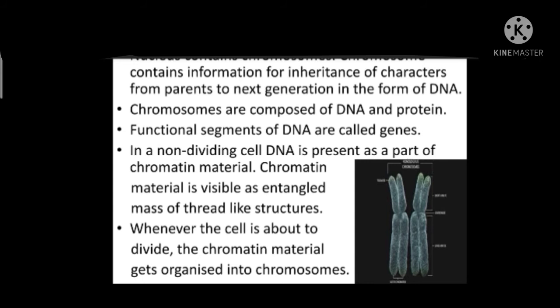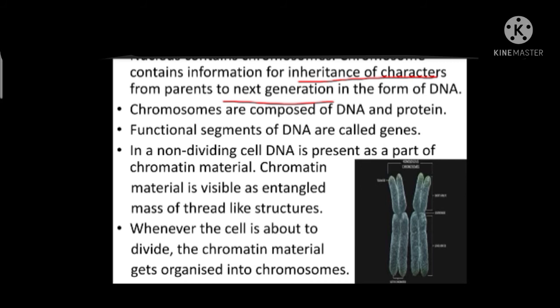This chromosome contains information for inheritance of characters from parents to the next generation, or to the offspring. Inheritance means transferring from parent to the offspring. Offspring means the next generation, the young ones. So the chromosome contains information for inheritance of characters from parent to the offspring in the form of DNA.